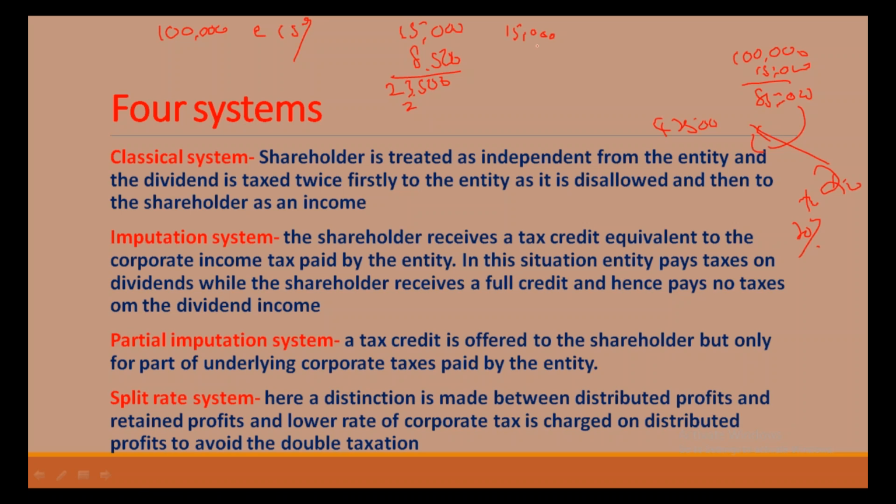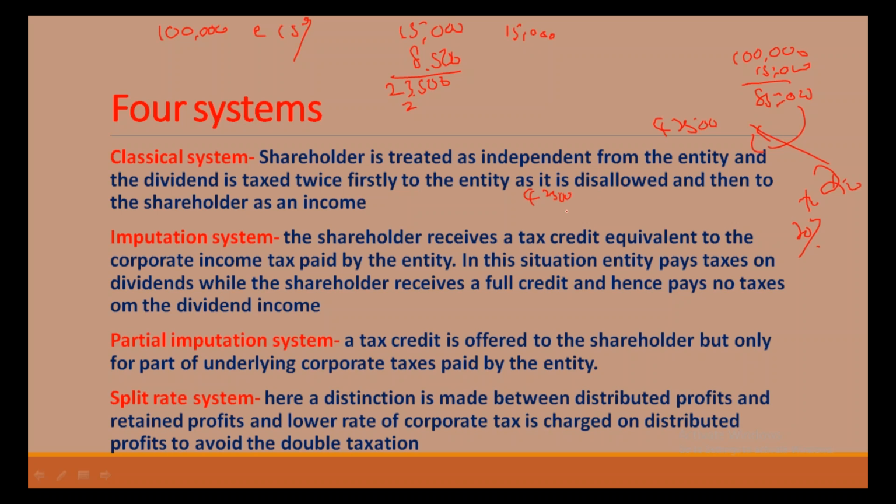The company pays 15,000 in taxes. The shareholder gets 42,500 as a dividend. The corporate tax is 15%. Now you have to understand this question. Corporate tax is 15%, so this 42,500 is equivalent to 85%.